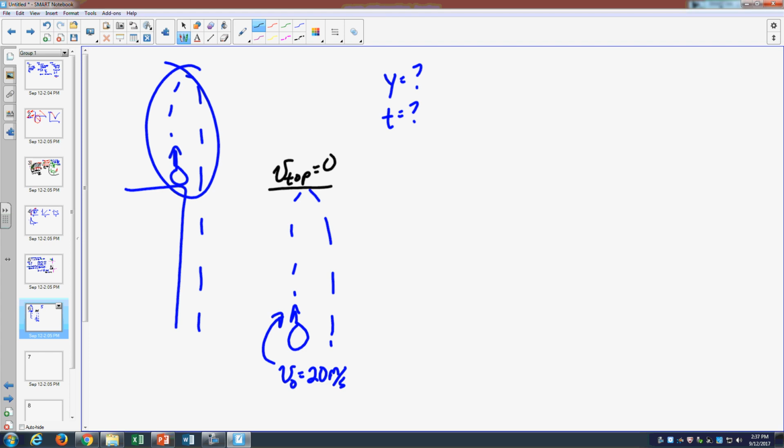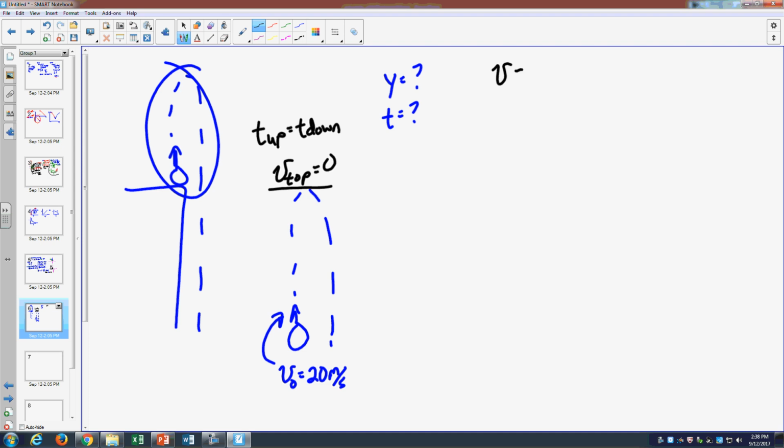A couple things to recognize is that the velocity at the top is equal to 0. When I throw this thing up in the air, the velocity stops at the top, just for a moment, but it stops. And then also, I need to recognize that t up equals t down.